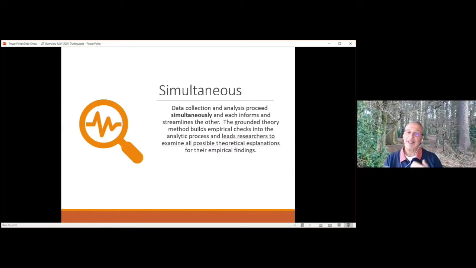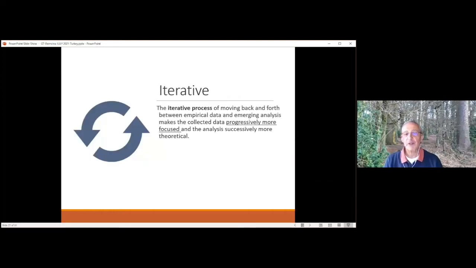And this idea is that data collection and analysis proceed simultaneously, or they're interwoven at the same time. You don't just go out into the field and collect your data and then come back and sit down in your office and work through it. You're doing the two things, influenced one by the other. So it's this idea of an iterative process. But you don't keep going round and round. You're actually developing your ideas to higher levels of abstraction, or concepts, or theories.